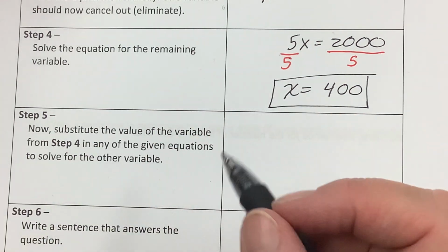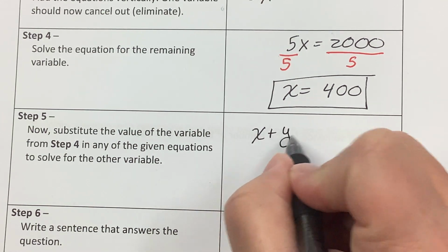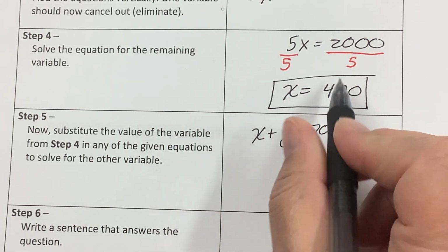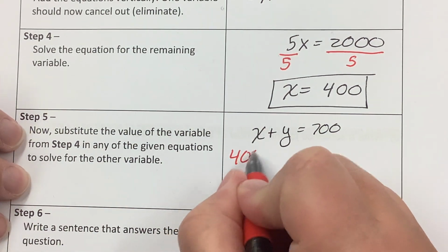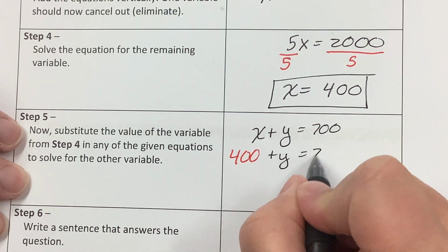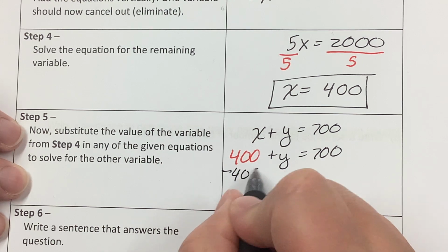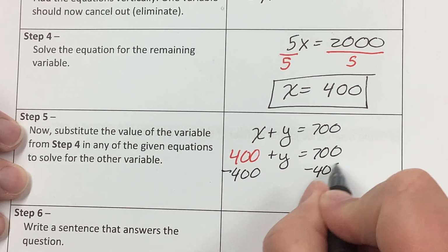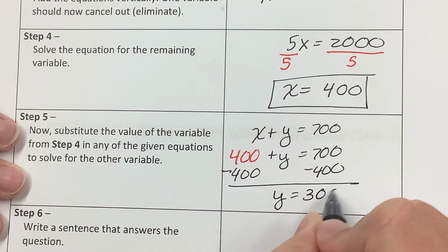So pick an equation from step 2. I'm going to take the easy one. x plus y equals 700. And I'll substitute 400 for x. 400 plus y is 700. And I have to subtract 400 from both sides to get y equals 300.